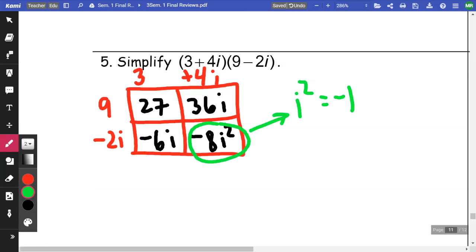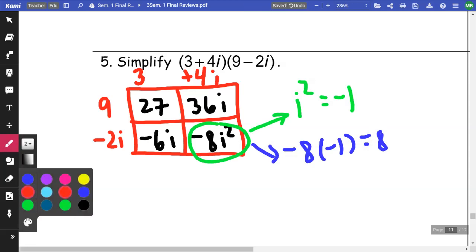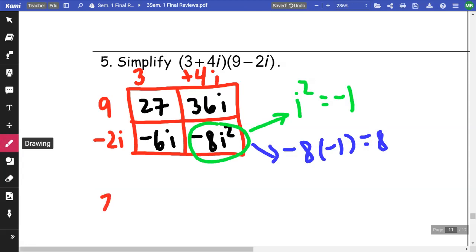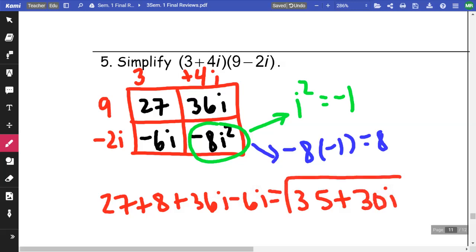So this is going to be a negative 8 times a negative 1, which is 8. So now I'm going to combine like terms. I'm going to have my 27 and 8, my 36i and negative 6i. So I'm going to get 35 plus 30i as my answer.